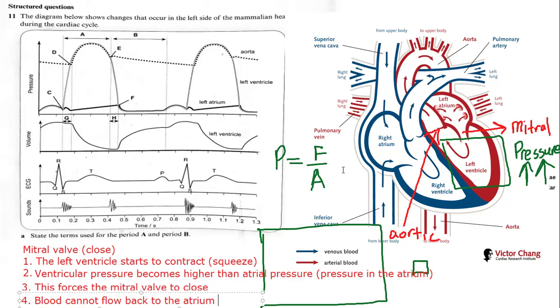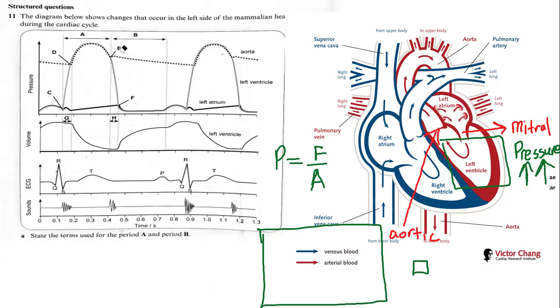Now, so we got that, right? Can I move these 4 points? Now we need to talk about the aortic valve. Can I move this? Y'all good? Let me know if I can move it. Charisma, I can move it? Yeah. Okay, good.